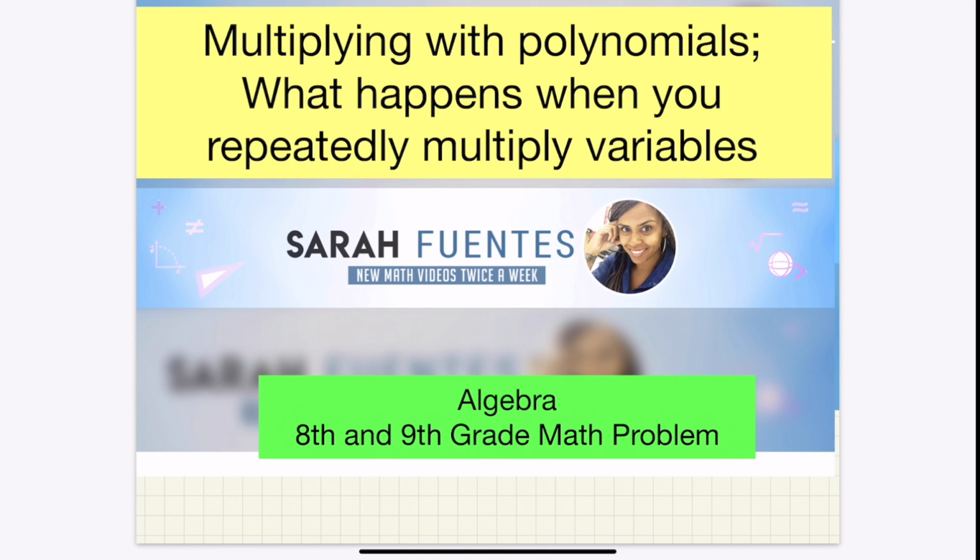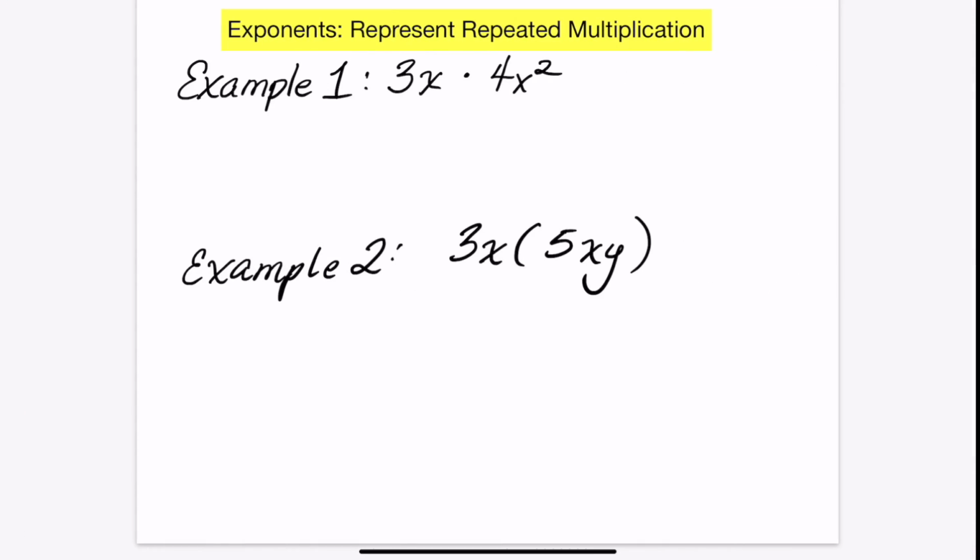And today's lesson will be on multiplying with polynomials, what happens when you repeatedly multiply variables together. And this is based on an earlier video I did this week with multiplying polynomials with an array model. And I noticed while I was in a classroom this week that there was some struggle on how to actually multiply the terms together. So we're going to focus on that today.